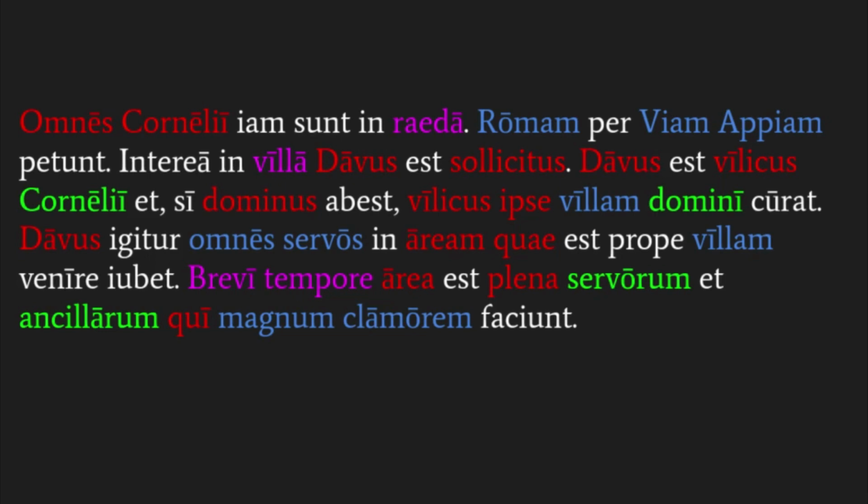Then you have Davus igitur omnes servos in aream quae est prope villam venire iubet. So Davus, therefore, Davus igitur, you have to go all the way to the end. You have iubet, he orders, right? Who does he order? Omnes servos, all the slaves. You'll notice that servos has the accusative plural ending, right? So all the slaves, that's who he's ordering. He's ordering them venire, to come into the open space, in aream. Right? So he orders all the slaves to come into the open space.